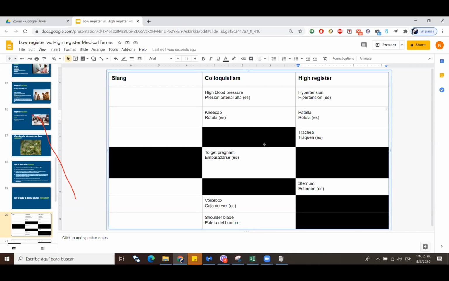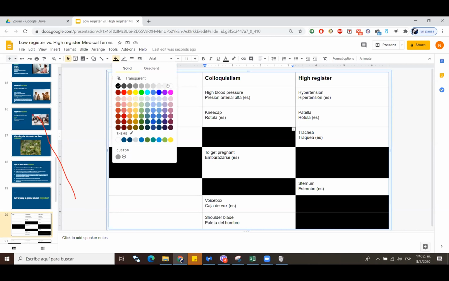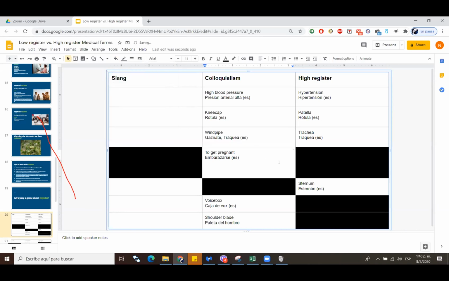Okay, so trachea. What is the colloquialism of trachea? Like the normal way people say. Can I do it? Yes. It's something like one pipe. Yes, windpipe. Yes, and in Mexico they say gaznate. I'm not sure if in Mexico it's closer to slang than to colloquialism. Maybe someone from Mexico could tell us that. But yeah, trachea.